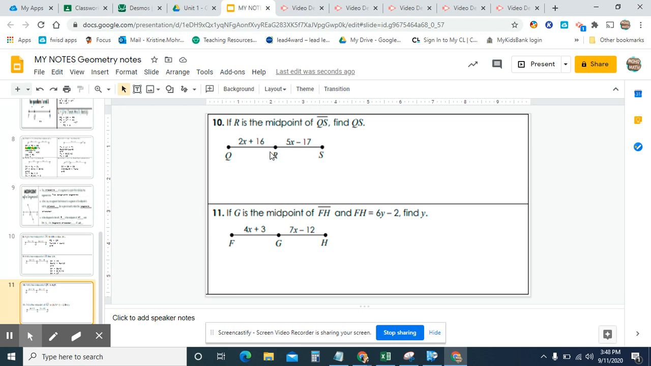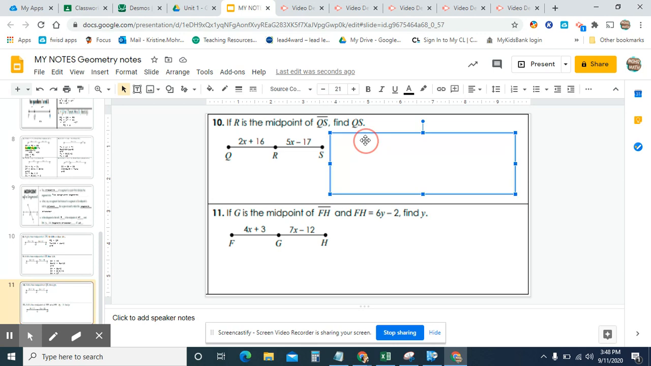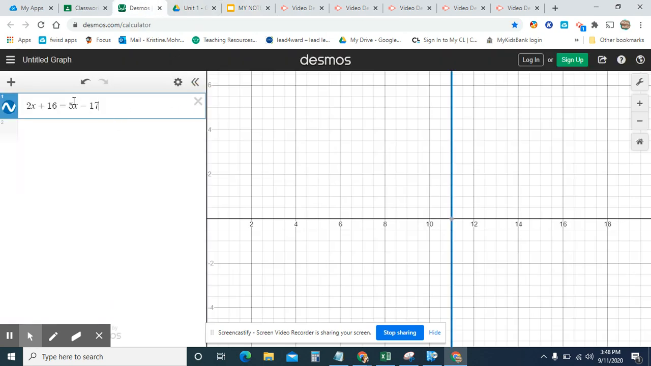It's going to be the same concept. If R is the midpoint of QS, find QS. So midpoint again, our key word. So we know QR is equal to RS. So QR is represented by 2x plus 16, which is equal to RS, and that is 5x minus 17. So let's highlight, copy, paste that in. X is the value of 11.